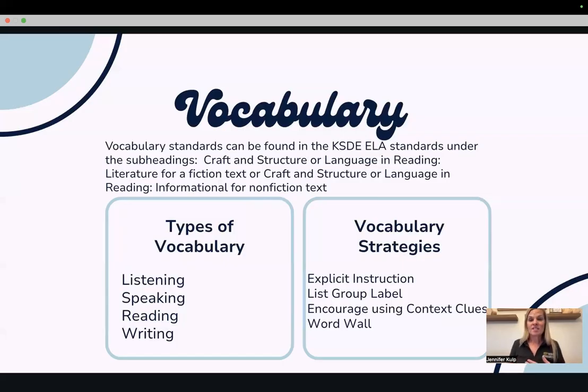Some of the vocabulary strategies that you can utilize is explicit instruction, making sure that you are providing that vocabulary word and a student-friendly definition is so important. You can use list group label strategy where you list the words and then you put them into groups and have them explain why they put those words into different groups. Label different items with the vocabulary words. Encourage students to use context clues, and maybe you put up words on a word wall so you can reference those words, like I said, throughout your day or throughout your week.